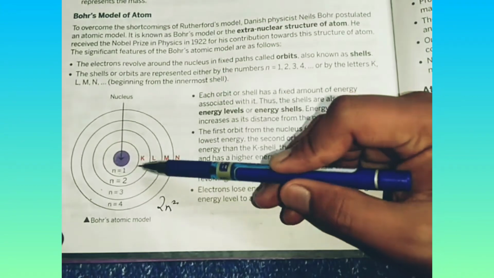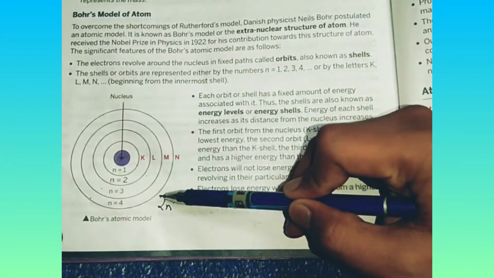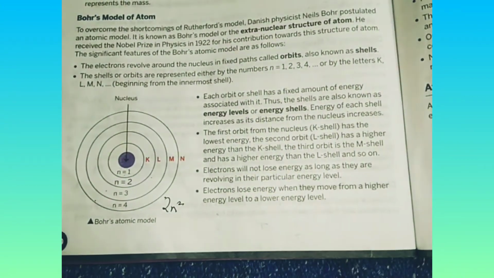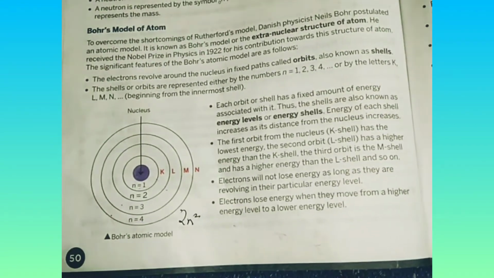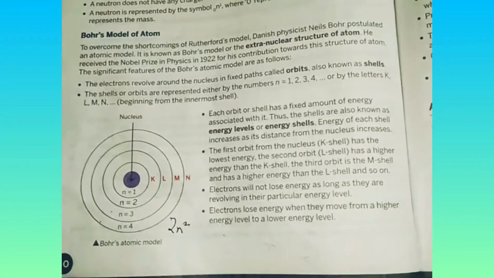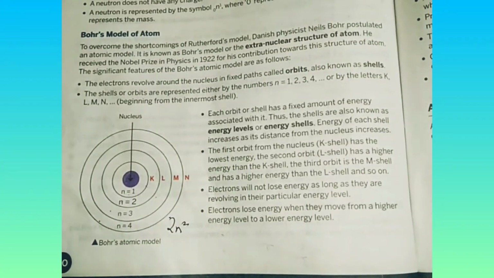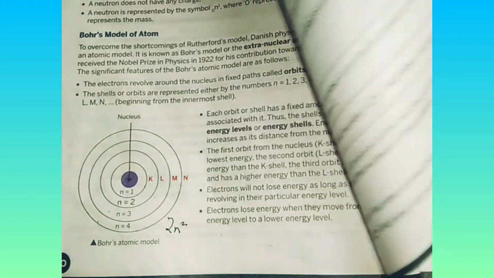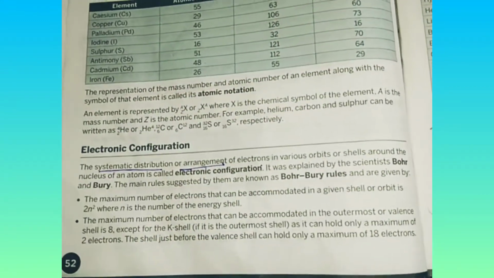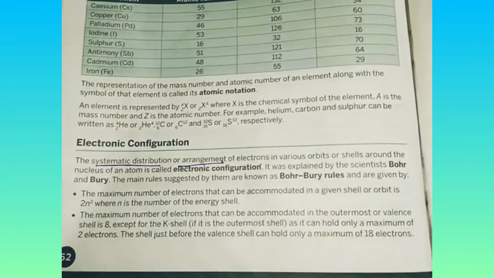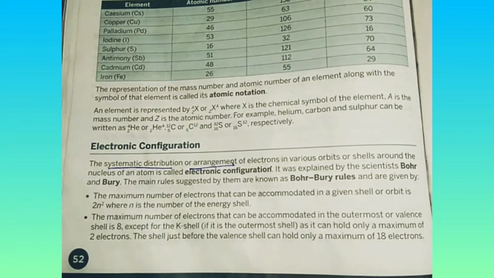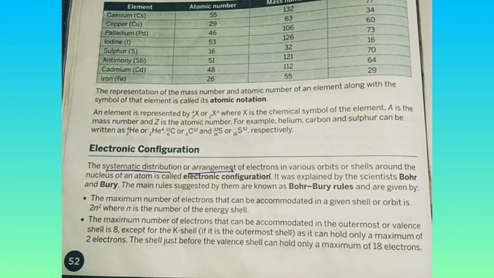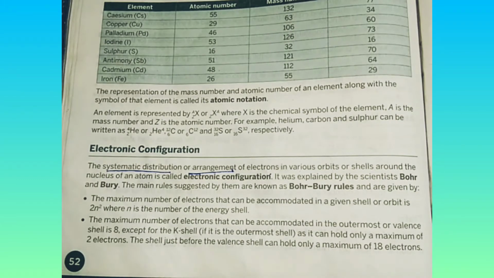So when we place the electrons in these shells in a systematic manner, we will know what that systematic manner is in the coming few lectures. That is known as the electronic configuration. The maximum number of electrons that can be accommodated in a given shell or orbit is 2n square. So, the accommodation of electrons in any shell.